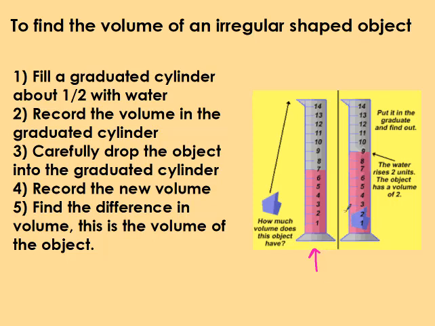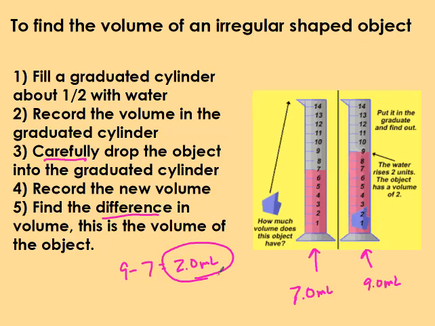Then you're going to record the volume of that graduated cylinder, or technically 7.0 milliliters. Next, I'm going to carefully drop the object into the graduated cylinder. Generally, I would tilt it and then slide it down. Record the new volume. So my new volume is now 9.0 milliliters. The difference in these two volumes must be due to the object that was dropped in there. So 9 minus 7, my object must have a volume of 2 milliliters.